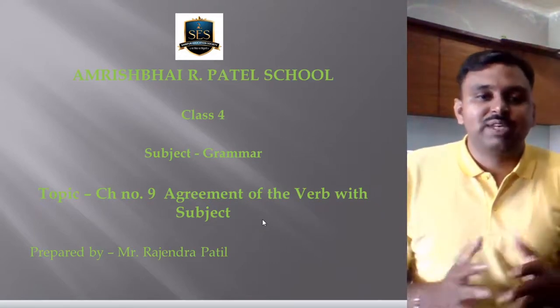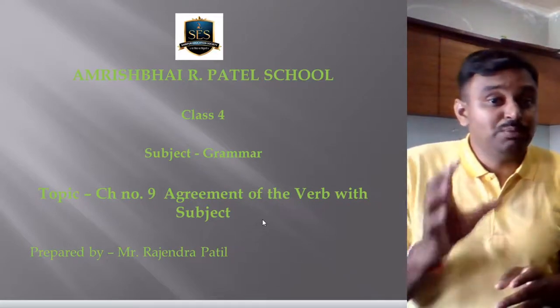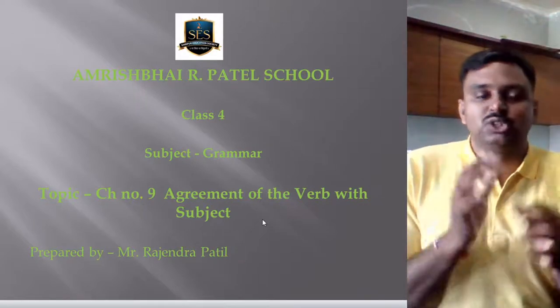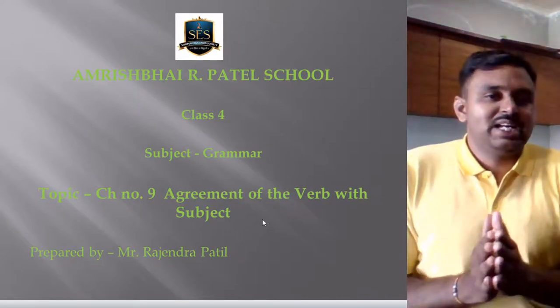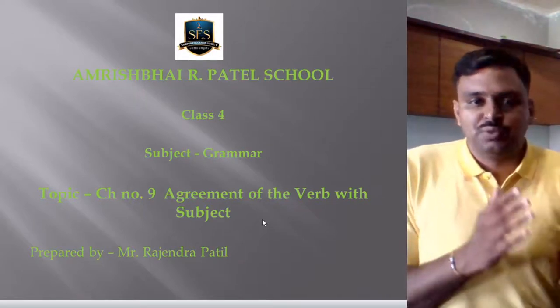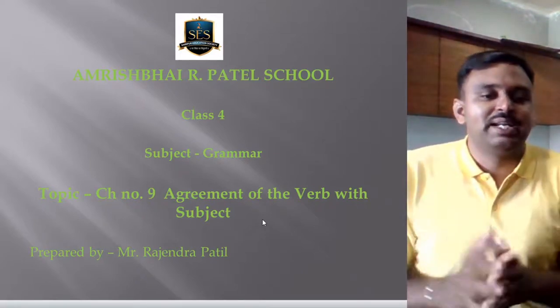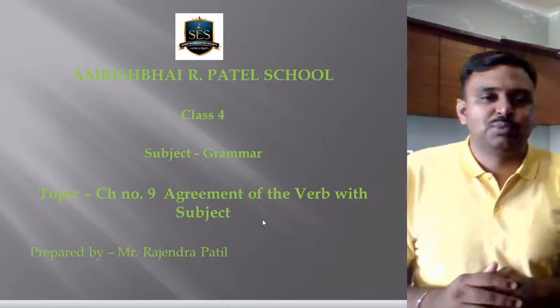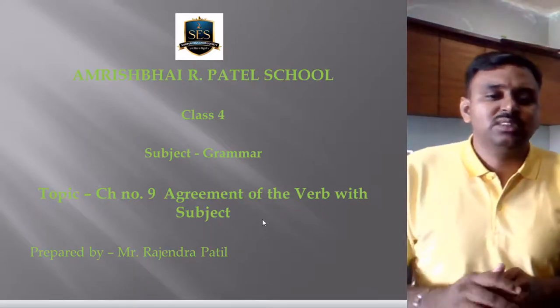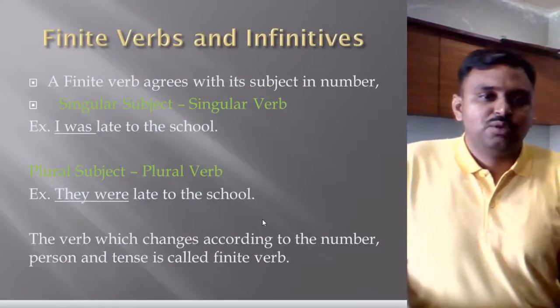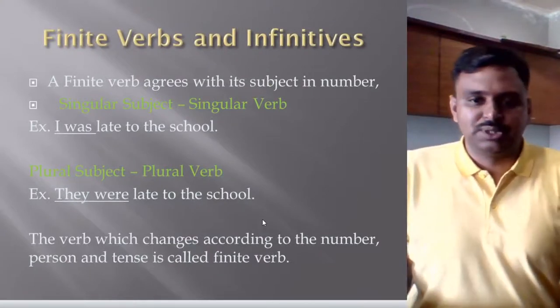In that same way, we also follow some rules in this agreement of the verb with subject. So it is also a kind of family. Whichever kind of subject you are going to use, the verb will come with it. So these are the common things we can find here. Let's discuss the first point for agreement of the verb with subject: finite verbs and infinitives.